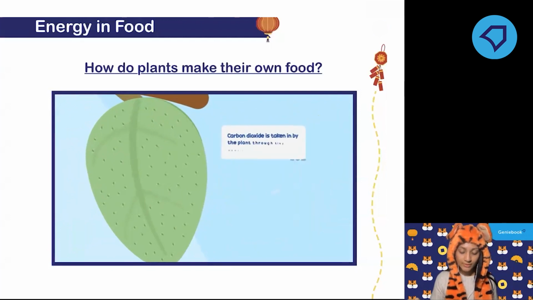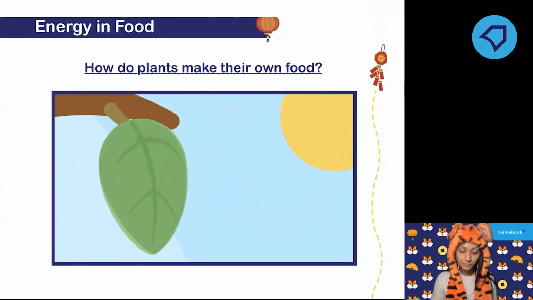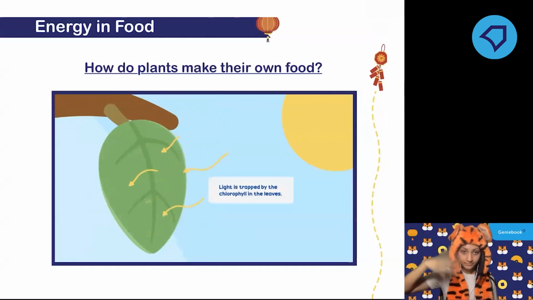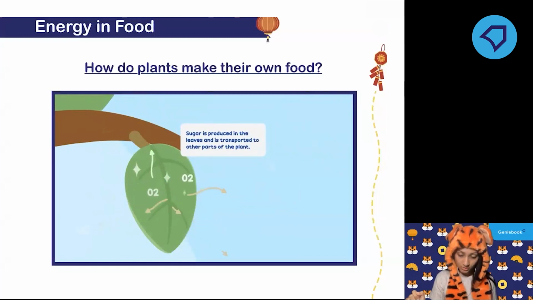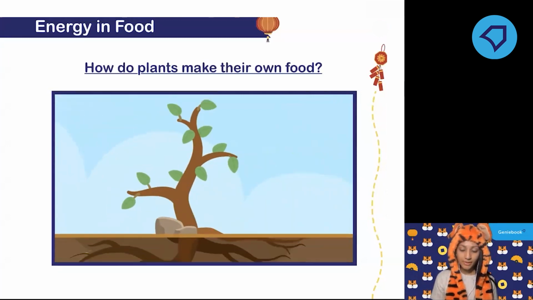If you flip over the leaves, you can see a lot of tiny holes, or tiny openings. CO2 stands for carbon dioxide. This is the chemical name. And then light is trapped by the chlorophyll in the leaves. The sunlight gets trapped, and as a result, it produces sugar as well as releases oxygen. That's pretty much the whole process of how plants make their food.